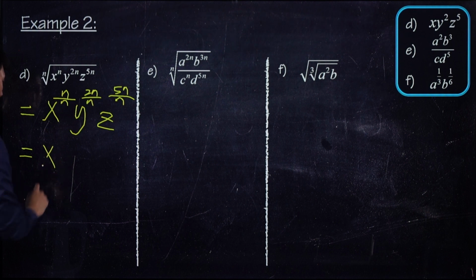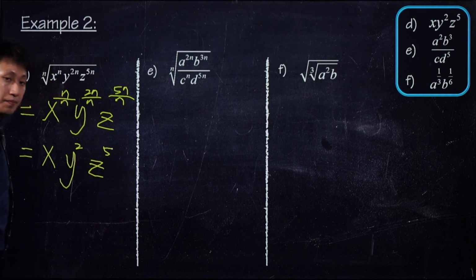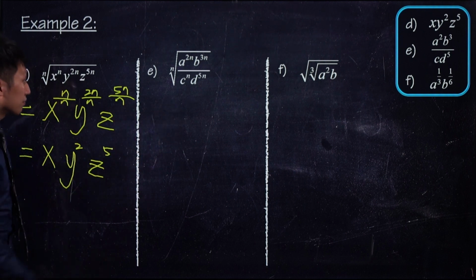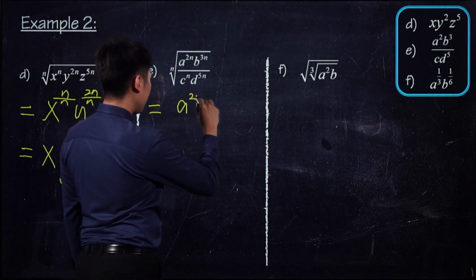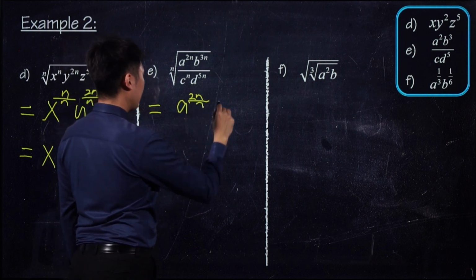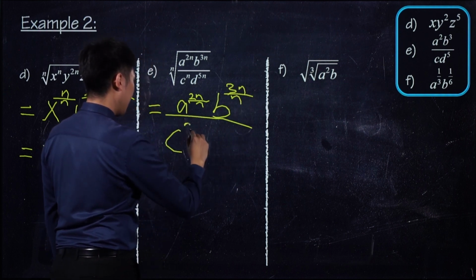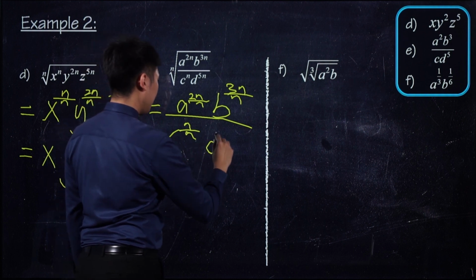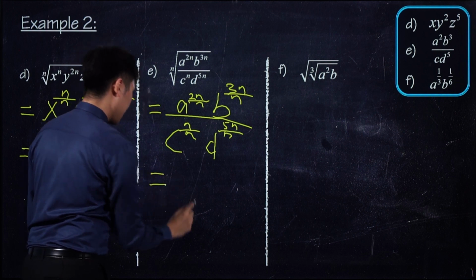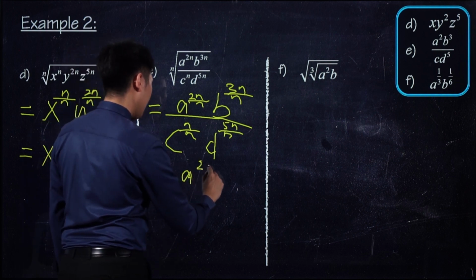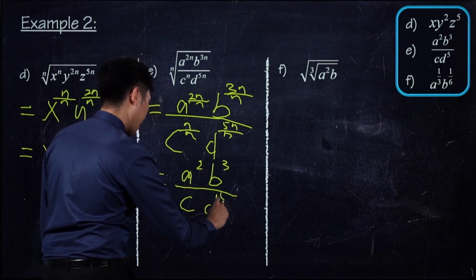This one, x to the power 1. This one, y to the power 2. This one, z to the power 5. Get the answer? Right. Next. This one, that's so simple. All of this. a 2n over n. b is 3n over n. c n over n. Then d 5n over n. So the answer here, a square, b cube, c and d to the power 5.